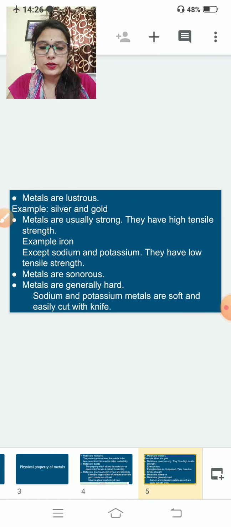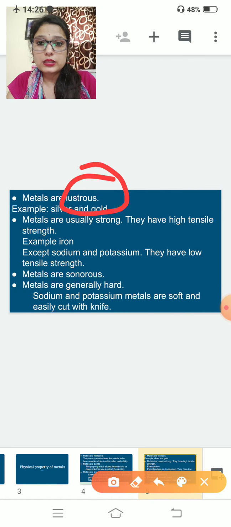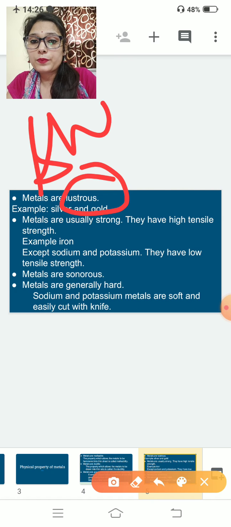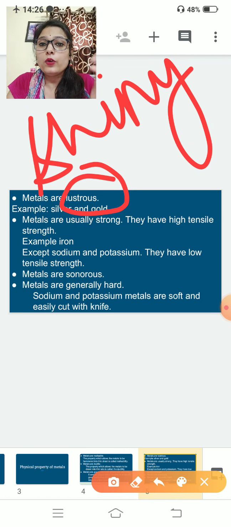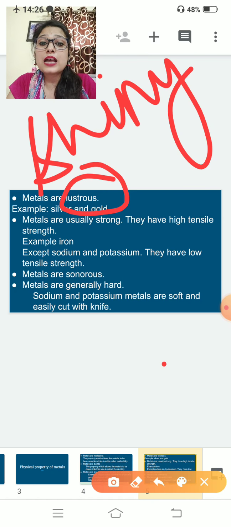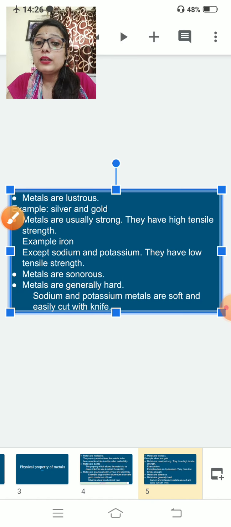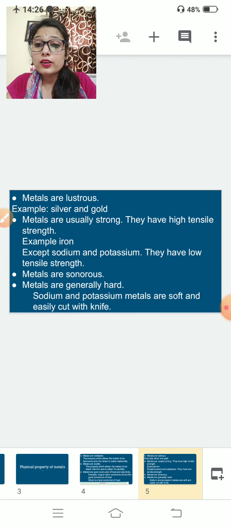Metals are lustrous. What do you mean by lustrous? Lustrous means shiny. Have you seen gold ornaments? All of you must have seen them. They have a shiny appearance. So with this we can say that metals are lustrous. Example, silver and gold.